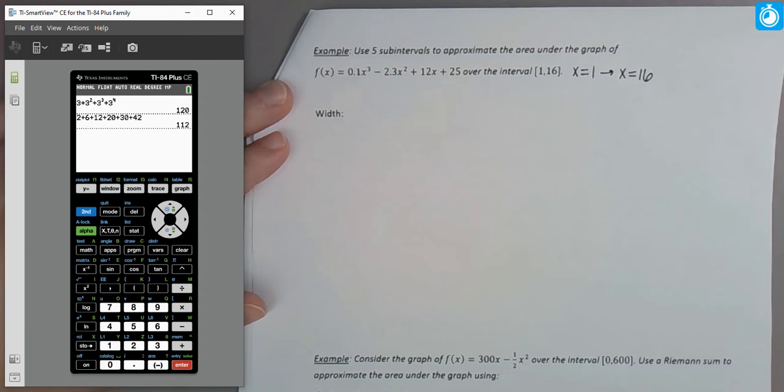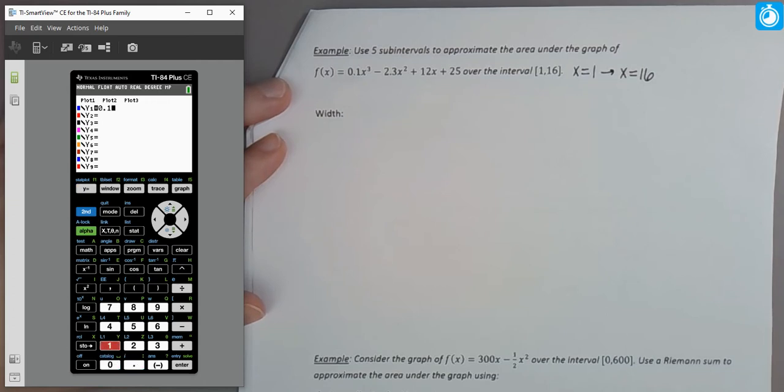Well, let's graph what this function looks like for more reasons than one, and we'll see why in just a minute. So I'm going to graph my function. So 0.1 x cubed minus 2.3 x squared plus 12x plus 25. And I'm going to graph that. Okay, so it looks like maybe we can only see one portion of the graph, so I'm going to zoom out a little bit. Let's see if we can see more. Okay, now we get a better picture.